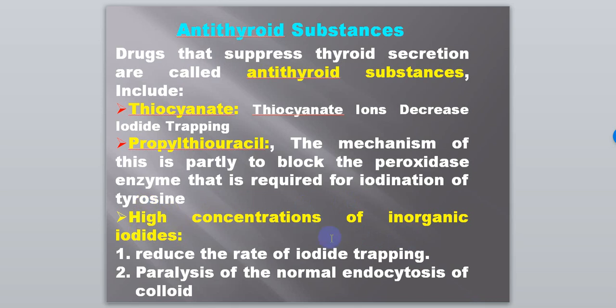High concentration of inorganic iodide reduces the rate of iodide trapping and paralyzes normal endocytosis of colloid. So when there is a high concentration of inorganic iodide, trapping of iodide will be decreased, and the process of endocytosis that takes thyroglobulin from the colloid of the follicle in the thyroid gland will not occur, so there is no production of T3 and T4.